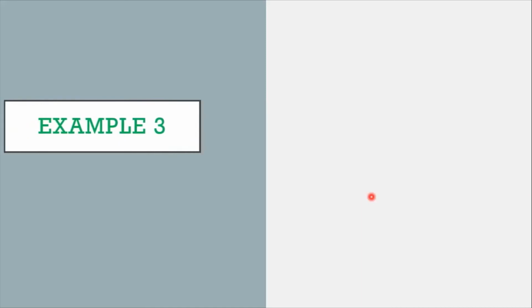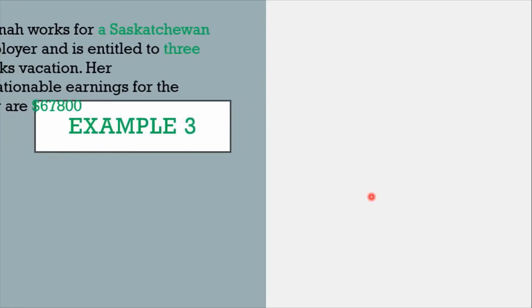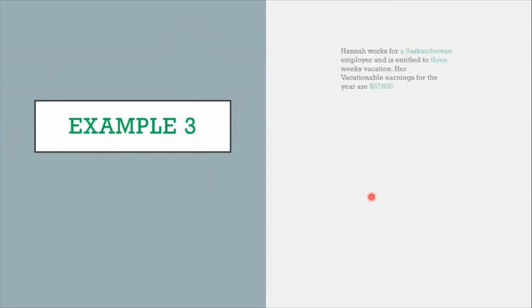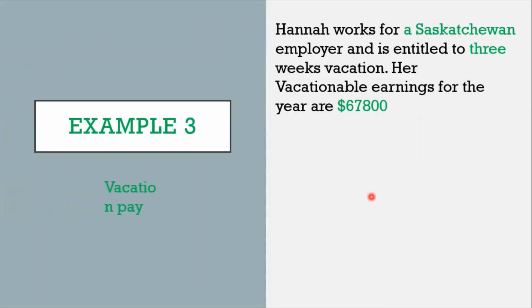This example will cover the one for Saskatchewan. Saskatchewan uses a fraction. So if they use a fraction, how much vacational pay are their employees entitled to? Anna works for a Saskatchewan employer and is entitled to 3 weeks vacation. Her vacational earnings for the year were 67,800. It's the same formula. The only difference is that in the section for the percentage, you put the fraction.